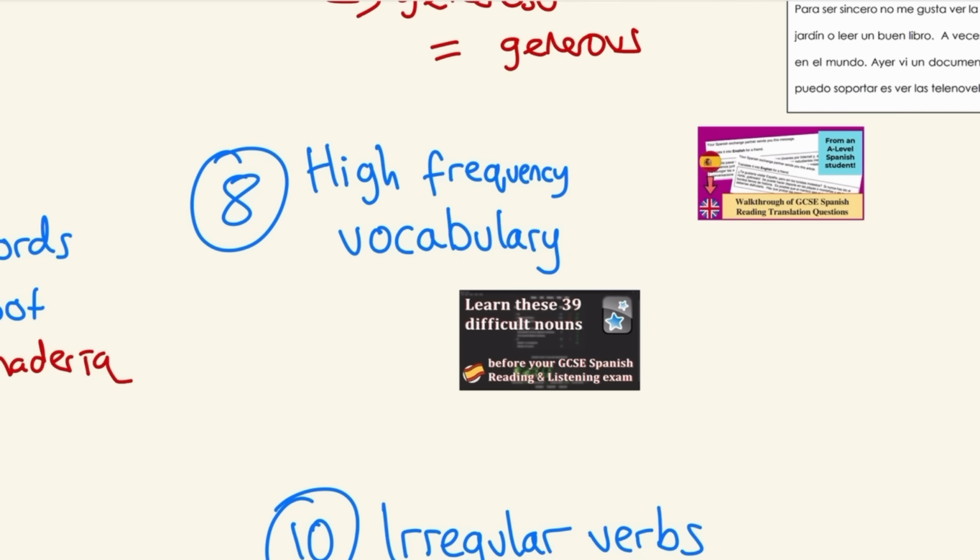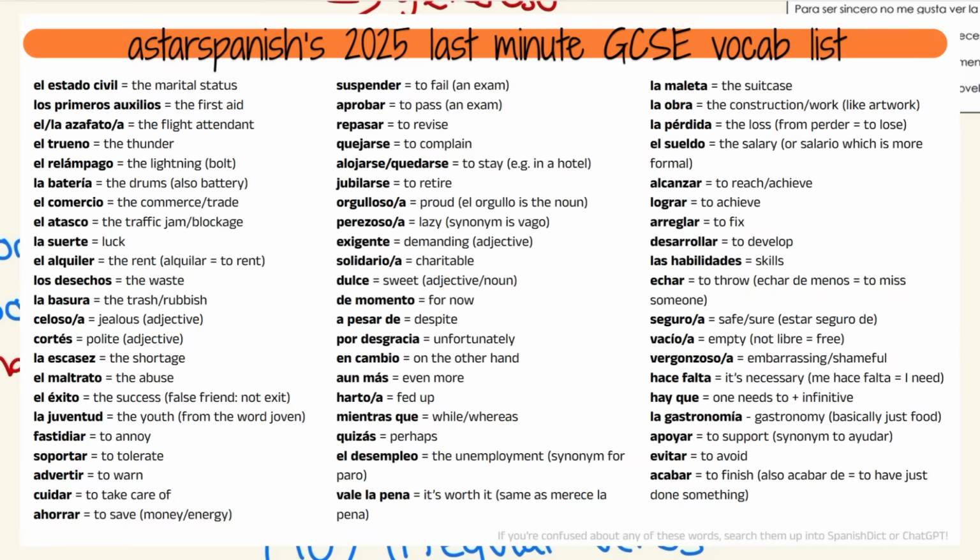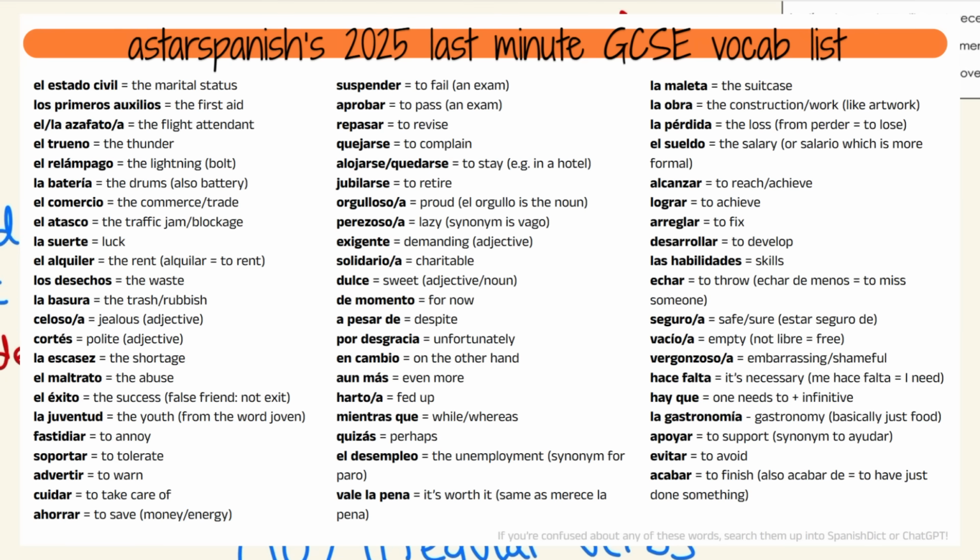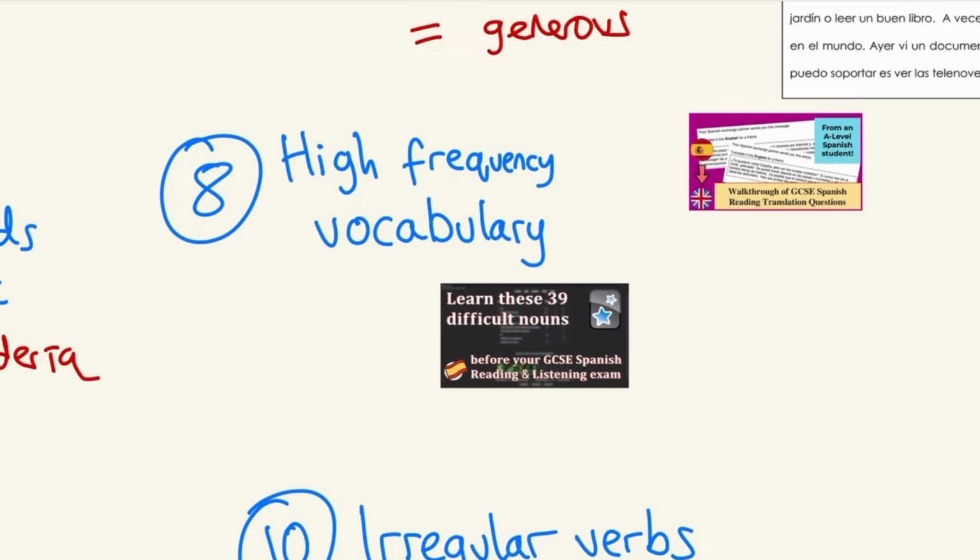I put a list on screen here of 60 common words which some of you won't know. They're purposely not the super easy ones, as they're not cognates, but they're very common in the higher tier papers, and the vast majority are applicable for foundation as well.